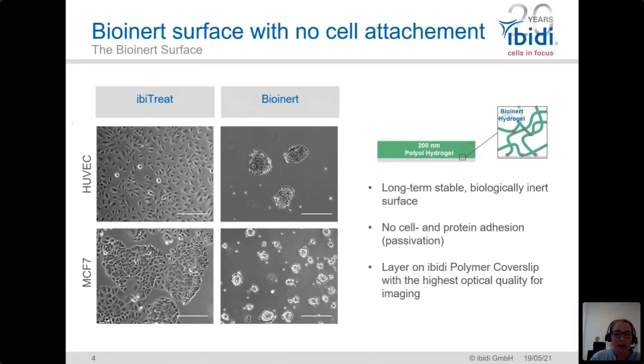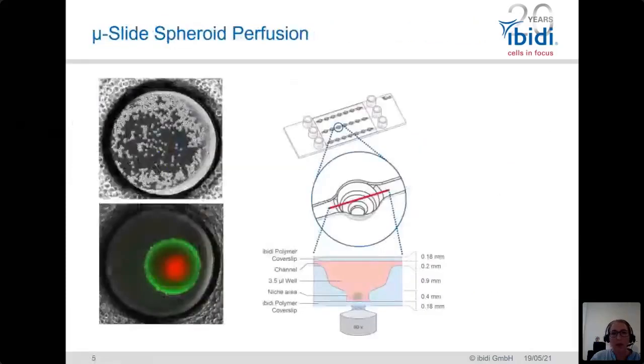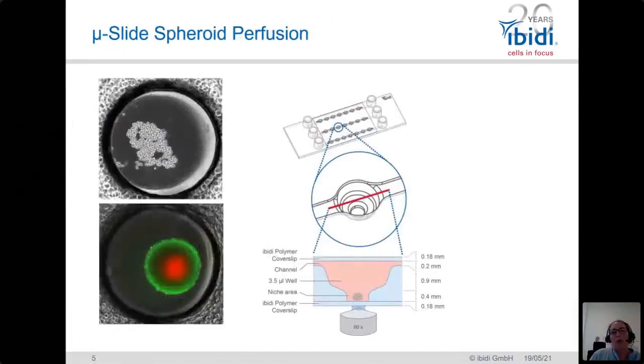So we see here in these two examples, two cell types. On the left, the cells grow on the Ibidi treat, and they form a 2D layer, compared to the images on the right side, where the same cell types were grown on bioinert. And here the cells form aggregates because they cannot attach to the surface. So with this bioinert surface in our hands, we were now able to develop new tools for spheroid formation.